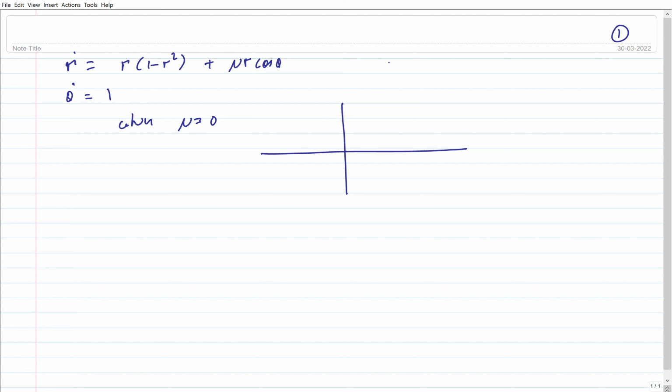Okay, so we got somewhat interrupted, and continuing with this example of limit cycles, and we had the dynamical system. And the question was, we already analyzed it for mu equals 0, and we got the limit cycle.